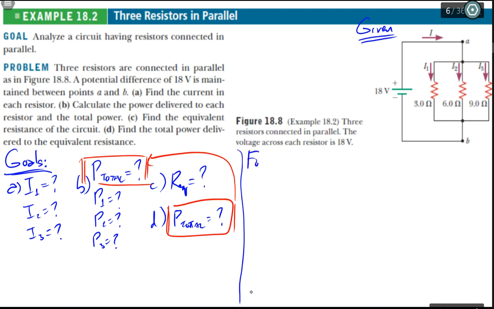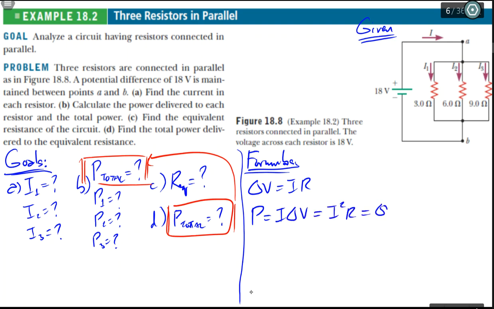And let's see what formulas we have. Okay, we're going to use good old Ohm's law. And we're also going to need a formula for power. Now take note, there are three formulas for power used by a resistor. We only need the middle one. So I'm going to erase the other two.